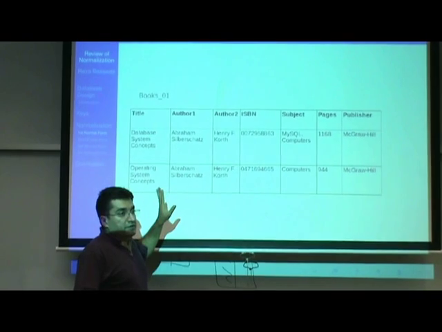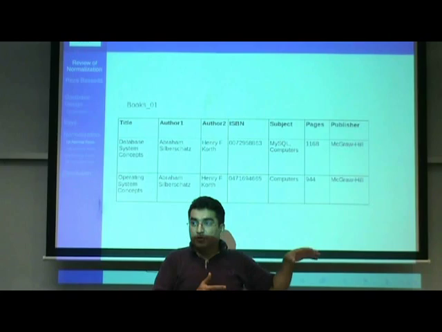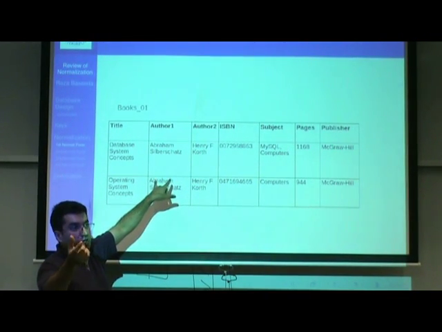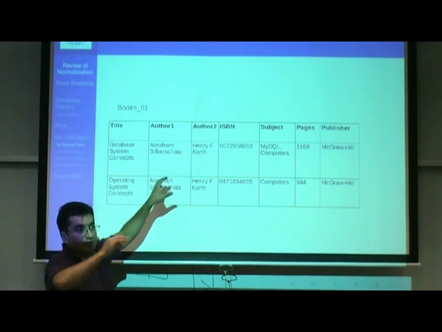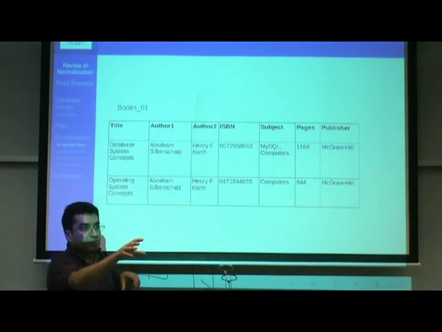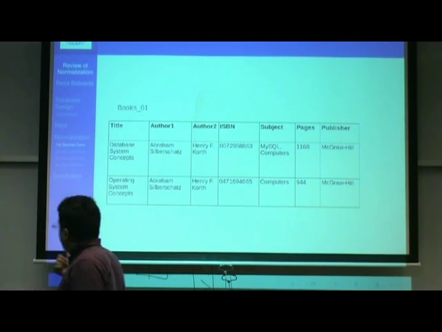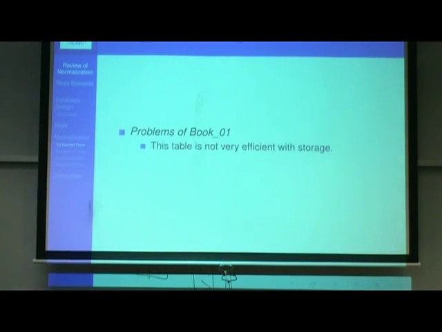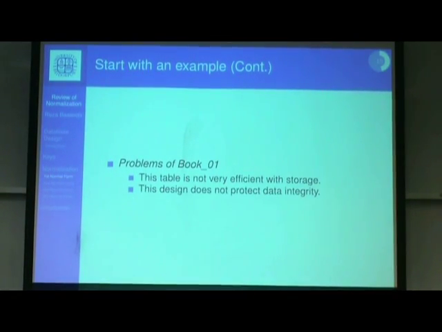Moreover, if the sequence of these two authors doesn't matter, then it's worse, because you are representing two data items which are semantically one concept in two different fields, and you are discriminating between them. So if you want to write a query, it will be very confusing. So obviously the table is not very efficient for storage.